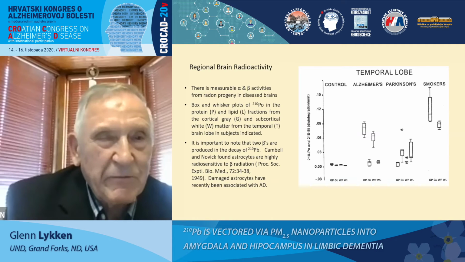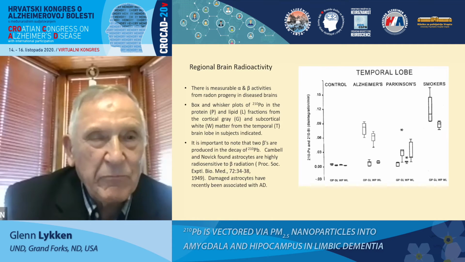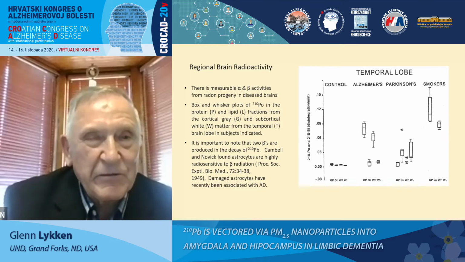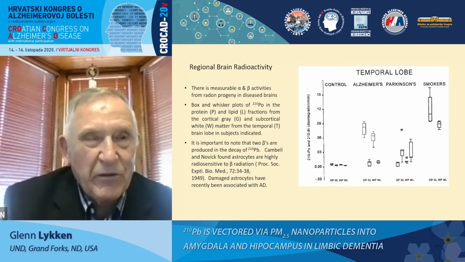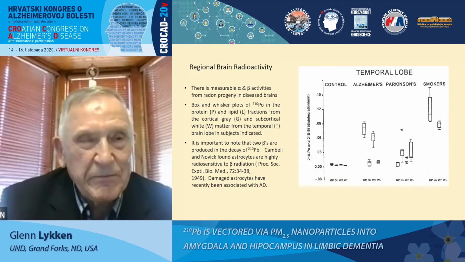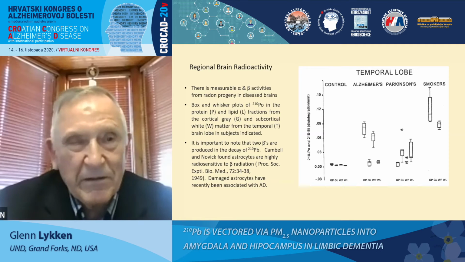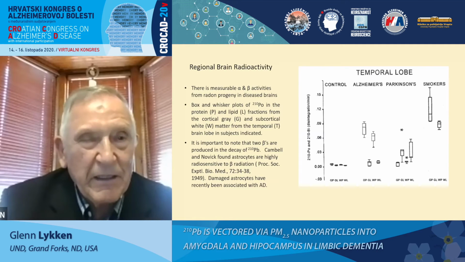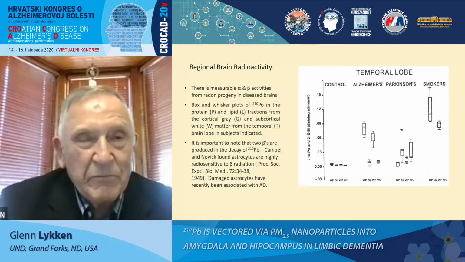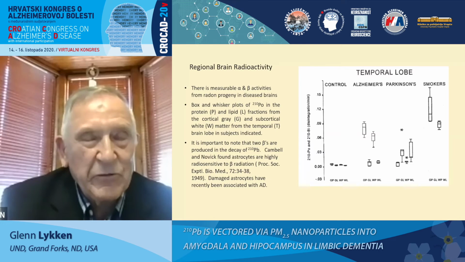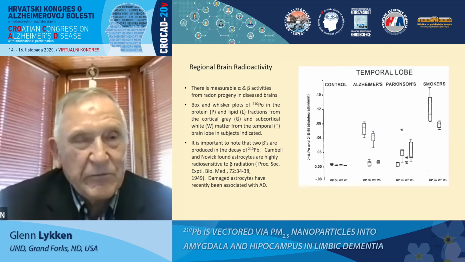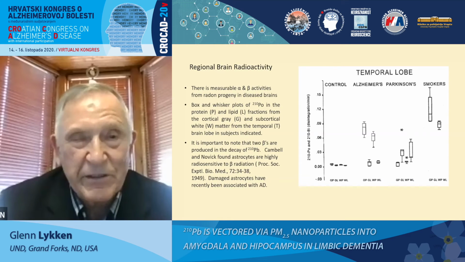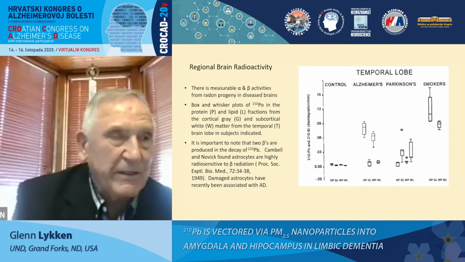So what we say is it's important to note the two betas produced in the decay of lead-210. This was published in 1949, a number of years ago, by Campbell and Novak, in the Proceedings of Experimental Biology and Medicine. And notice then that the two betas that come from the decay of lead-210 can actually damage the astrocytes. And just recently, damaged astrocytes have been associated with Alzheimer's disease. Can I have the next one, please?